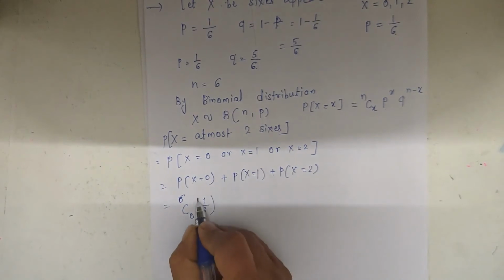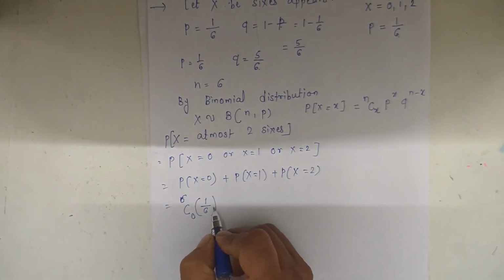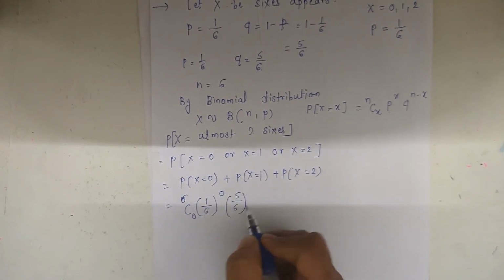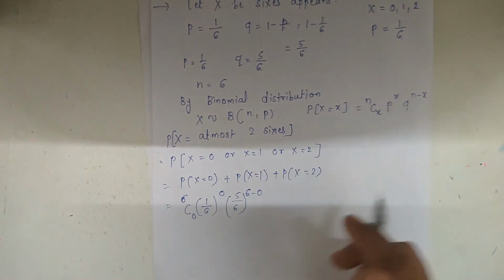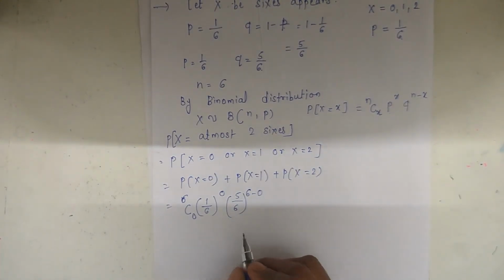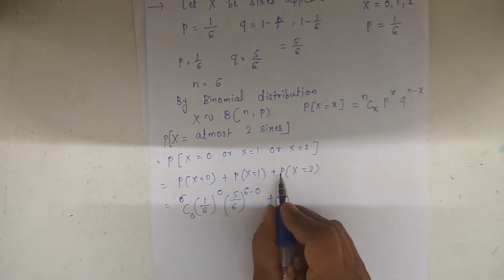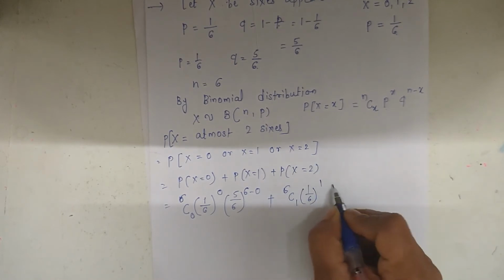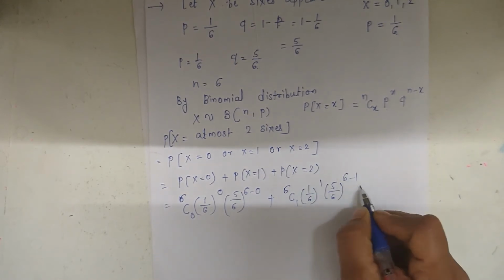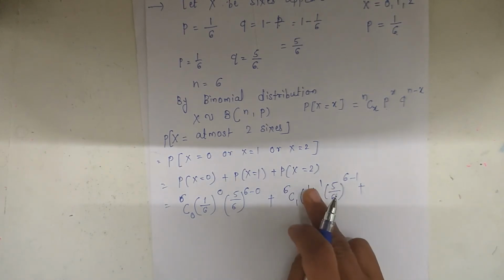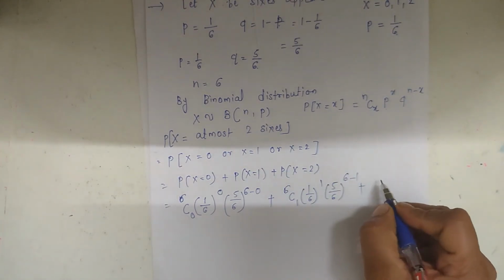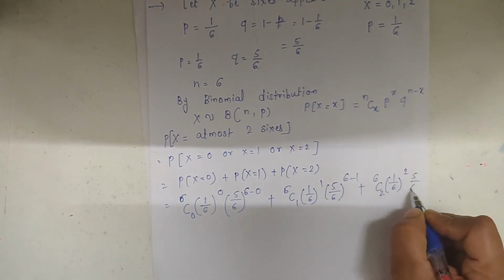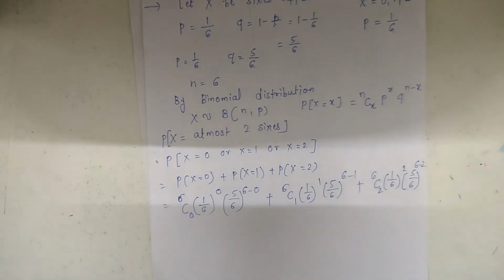So by substituting the value of p and q, for x is equal to 0, we get 1 by 6 raised to 0, 5 by 6 raised to 6 minus 0, n minus x, that is 6 minus x where x is 0, plus probability for x is equal to 1, 6C1, 1 by 6 raised to 1, 5 by 6 raised to 6 minus 1, plus probability for x is equal to 2 by binomial distribution formula. We get 6C2, 1 by 6 raised to 2, 5 by 6 raised to 6 minus 2.